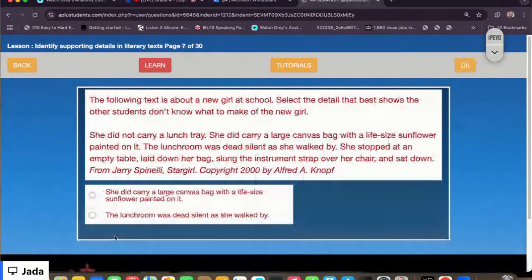Alright, so tell me, do you guys have any questions concerning identifying supporting details in literary text? Do you have any questions about this or no questions? Can you tell me? Do you have a question?